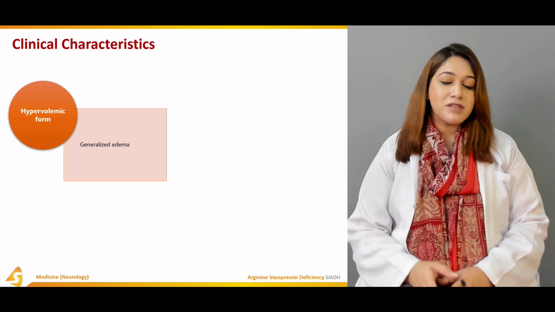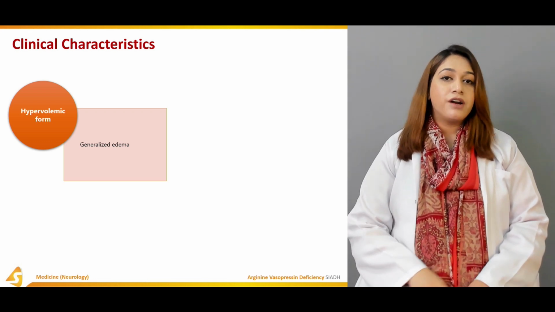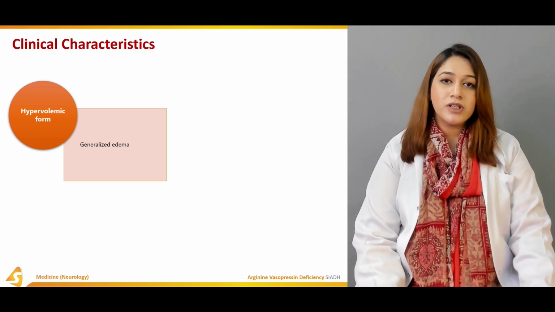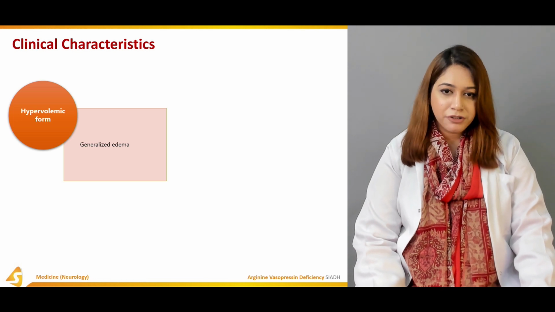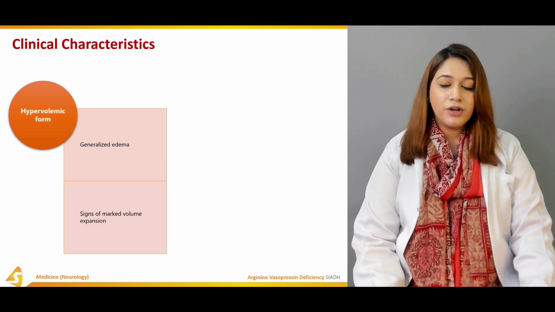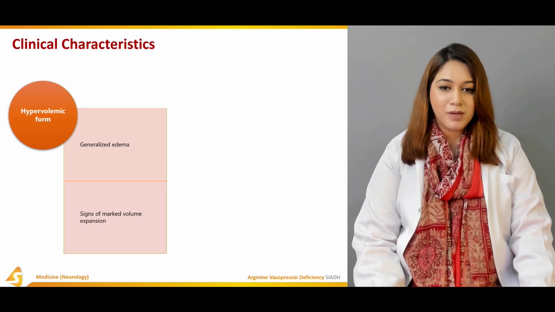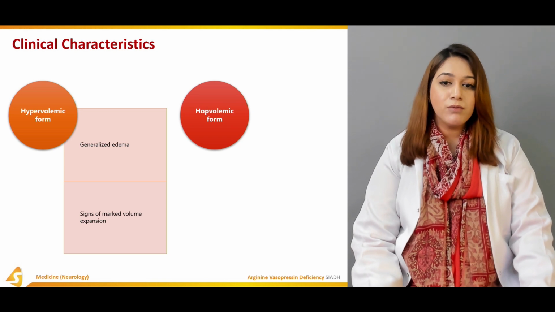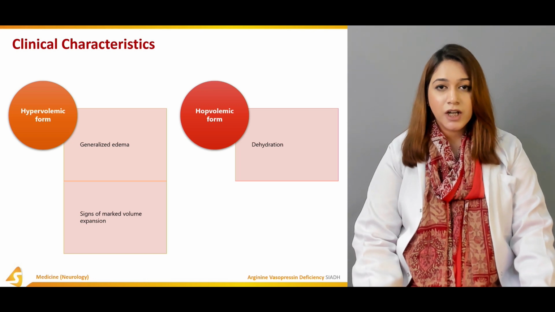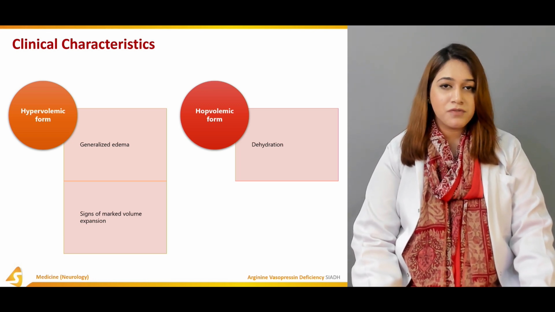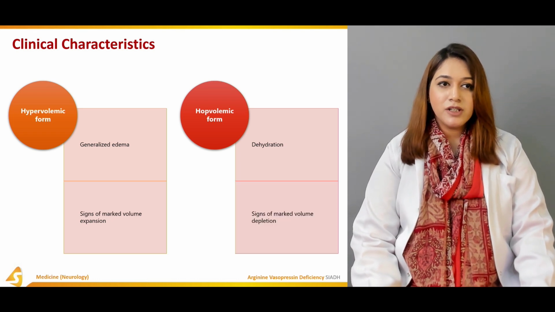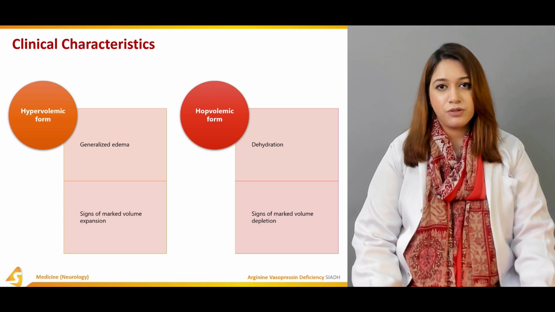If we specifically talk about the forms, they are related with certain specific symptoms. In the hypervolemic form, in which there is increase in the total body water, the patient will present with generalized edema, or there will be signs of marked volume expansion. In case of the hypovolemic form, the patient will present with the signs and symptoms of dehydration, such as tachycardia, loss of skin turgor, etc. And there will be signs of marked volume depletion.